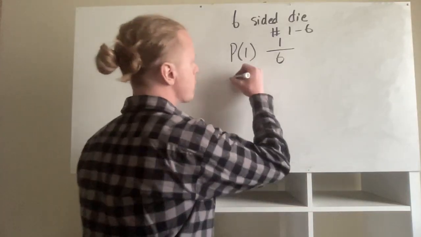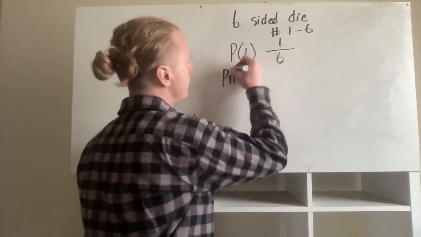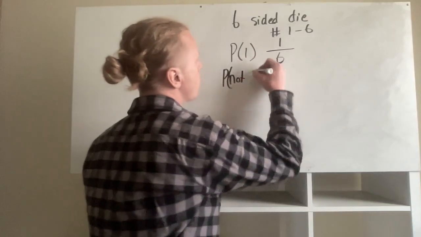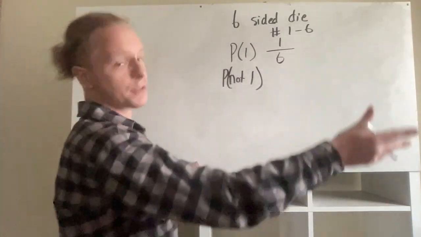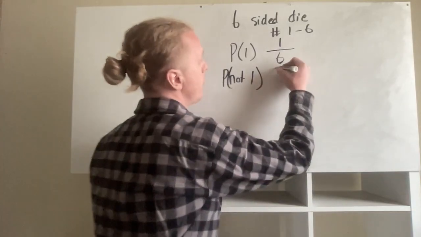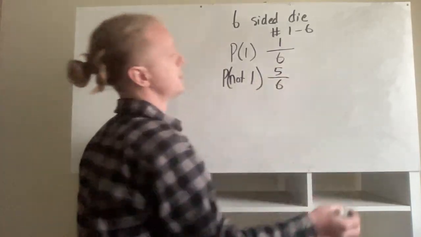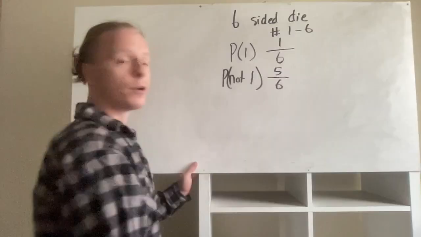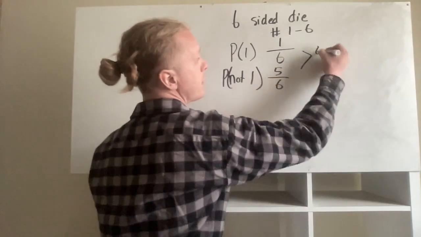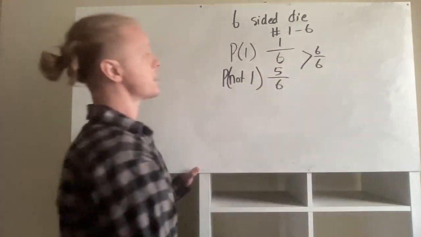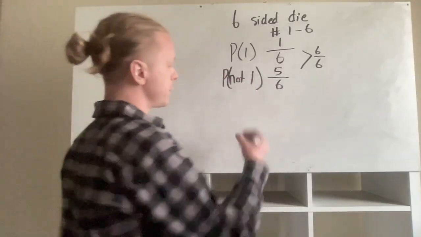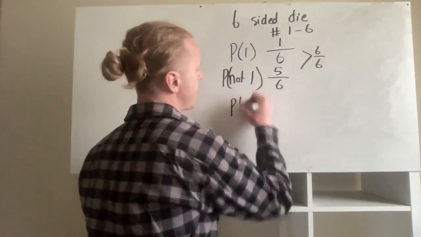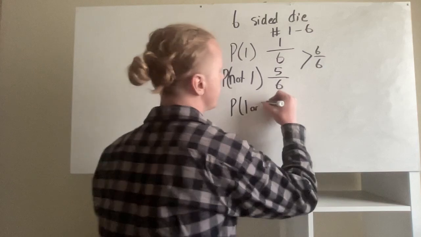So what's the probability that I don't roll a 1? Well, that's just everything else. So 5 out of 6 would be the probability that I don't roll a 1. Notice together, these add up to 6/6. Okay, but let's combine a few different possibilities. What's the probability that I roll a 1 or a 2?